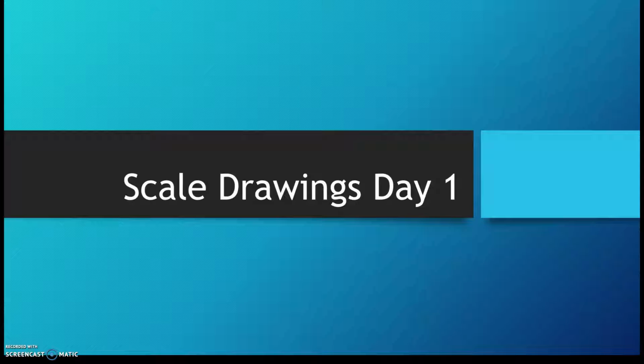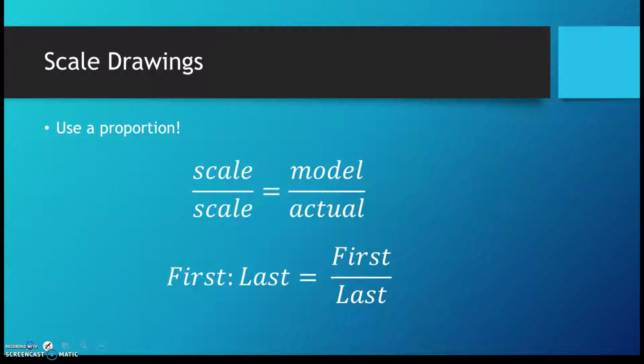Happy Friday! So today we're going to be talking about scale drawings. Scale drawings include things like blueprints, or maybe you have a figurine of the Eiffel Tower and they say it's to scale. That means that the dimensions are proportional. So again, we're going to be using proportions to solve this type of problem.